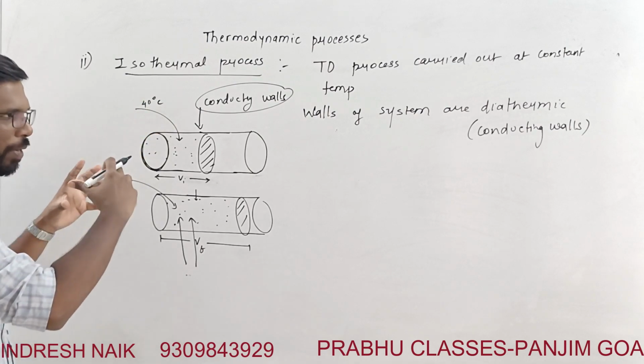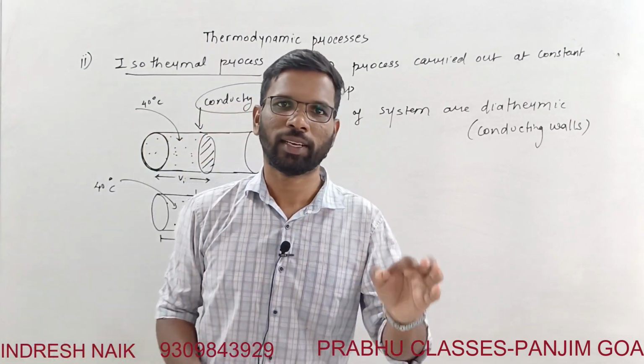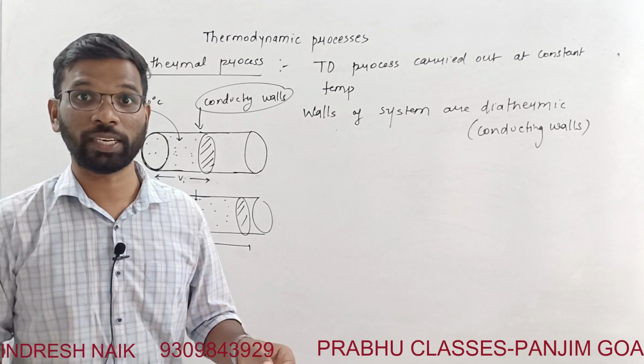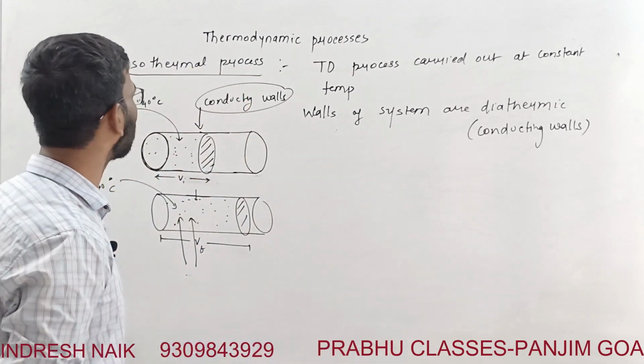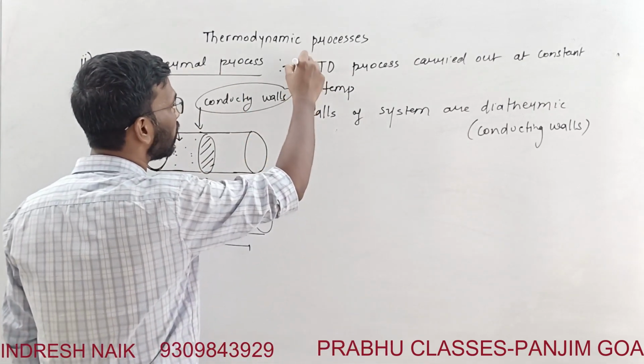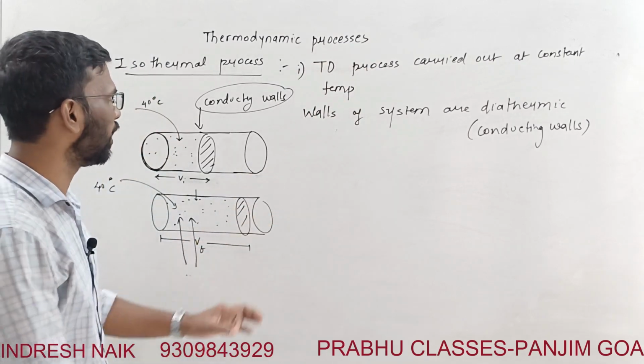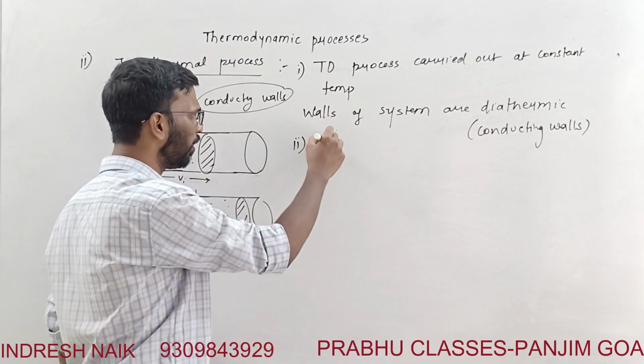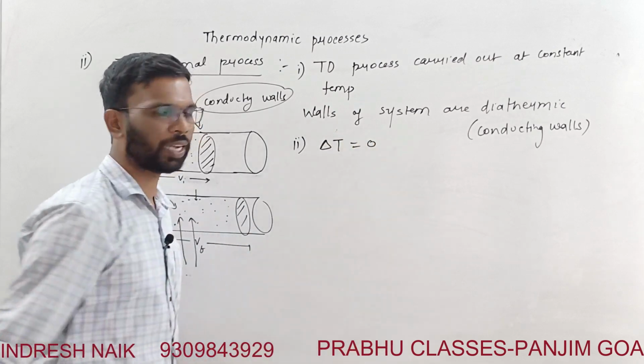When the temperature of the system is constant, the process is carried out at a constant temperature, it is called an isothermal process. So this is a thermodynamic process carried out at a constant temperature. Means, second point, delta T is equal to 0.